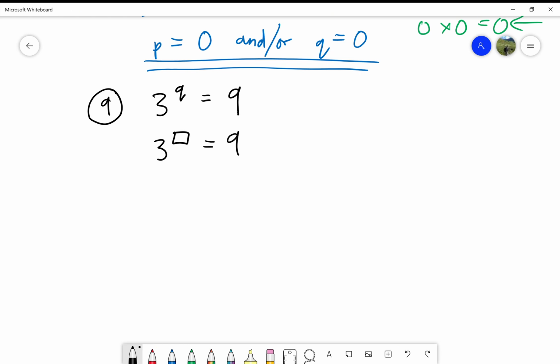Well, that's just 3 to something, because that Q is the unknown, so we just write a box because we don't know what it is. So what goes in that box? Well, the number 2 does. So Q equals 2. How else could we answer that?